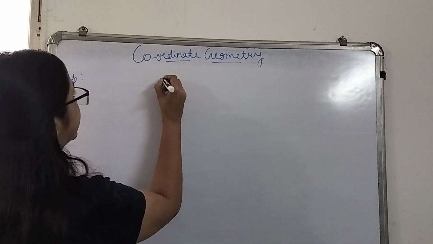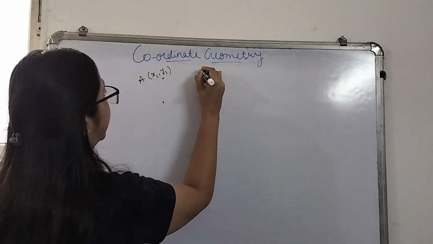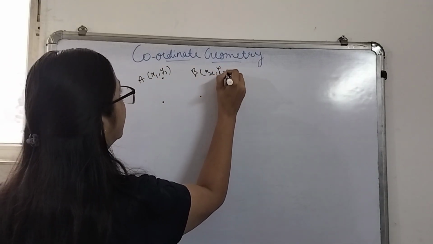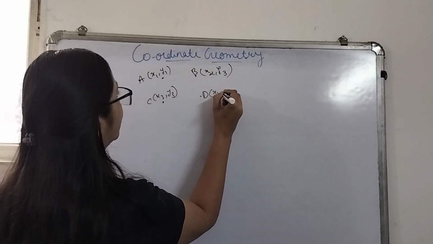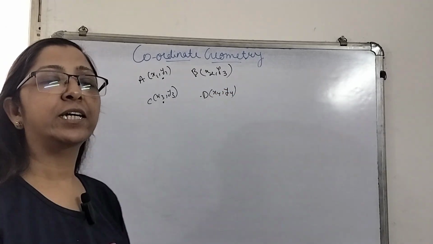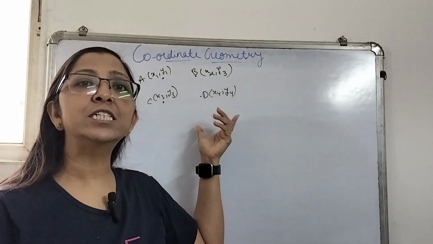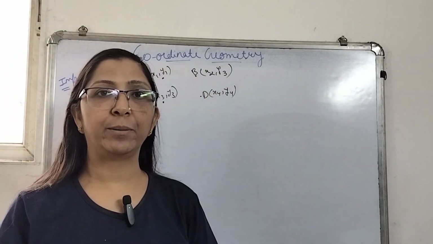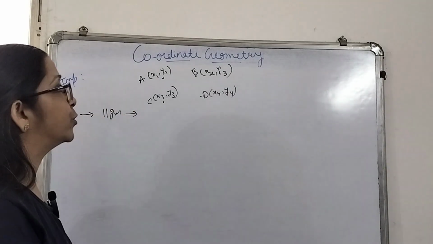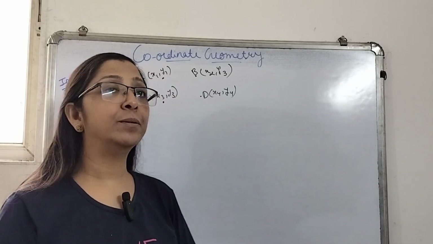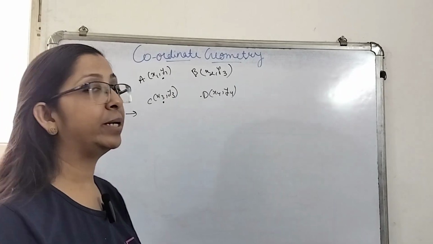See, if four coordinates are given to you, one coordinate x1 y1, another coordinate x2 y2, third coordinate x3 y3, fourth coordinate x4 y4. If 4 points are given to you and you have to prove that the figure formed by joining these 4 points is a parallelogram, then for proving a figure to be a parallelogram, we need to prove that the opposite sides of the figure are equal and the diagonals are unequal.